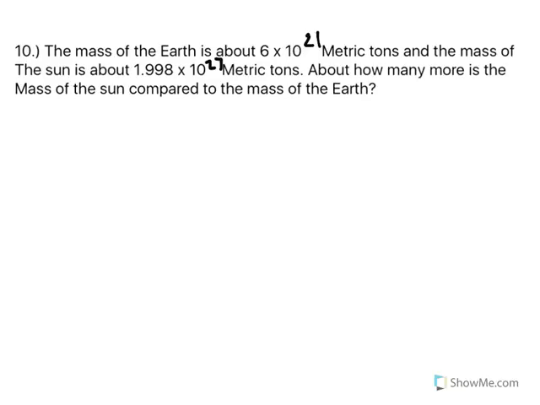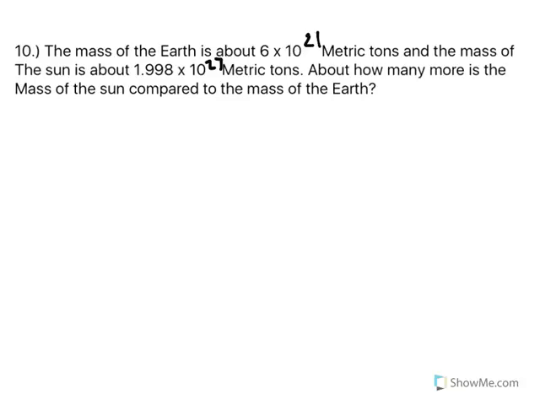Number 10. The mass of the Earth is about 6 times 10 to the 21st metric tons, and the mass of the sun is about 1.998 times 10 to the 27th metric tons. Both of those numbers are so large, I can't comprehend them. About how many more is the mass of the sun compared to the mass of the Earth?